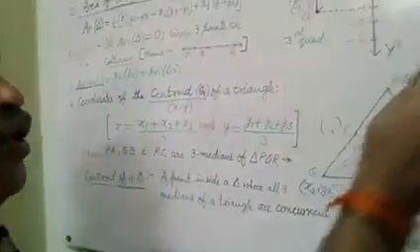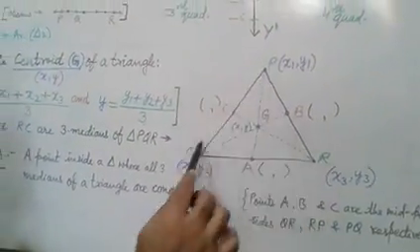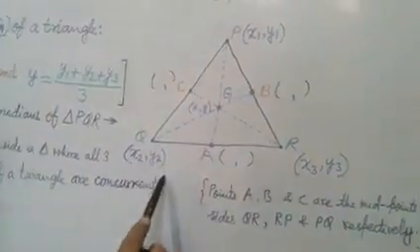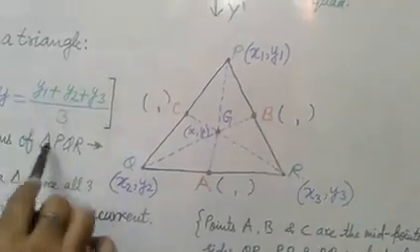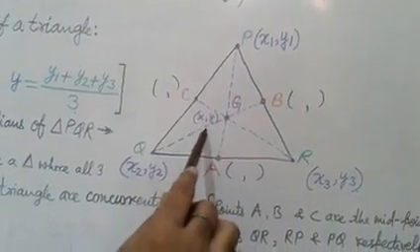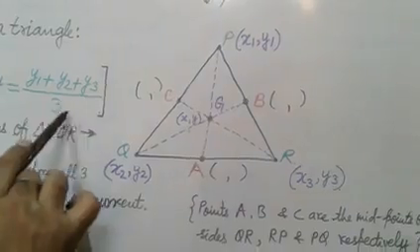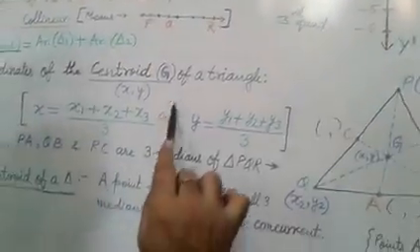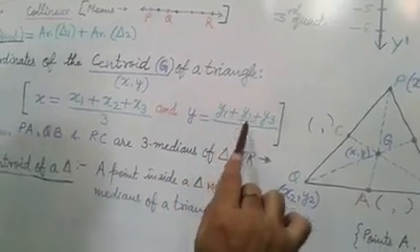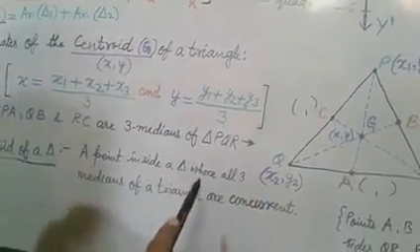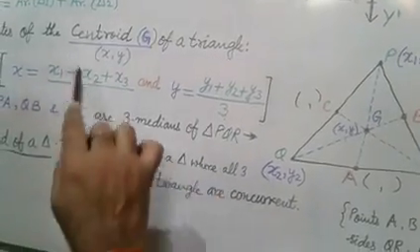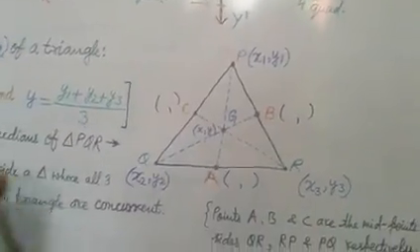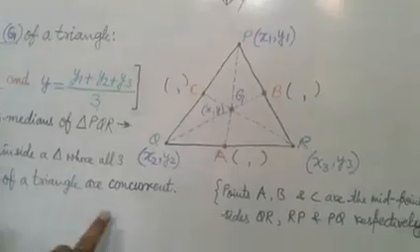Now, the coordinates of the vertices of this triangle PQR are given, where the coordinates of P are x1, y1, Q are x2, y2, and R are x3, y3. We can find the coordinates of the centroid also with the help of this formula. X is equal to (x1 plus x2 plus x3) upon 3 and the value of y comes from (y1 plus y2 plus y3) upon 3. So thus we can find the coordinates of the centroid of triangle PQR with the help of this formula. And this is the definition of centroid.